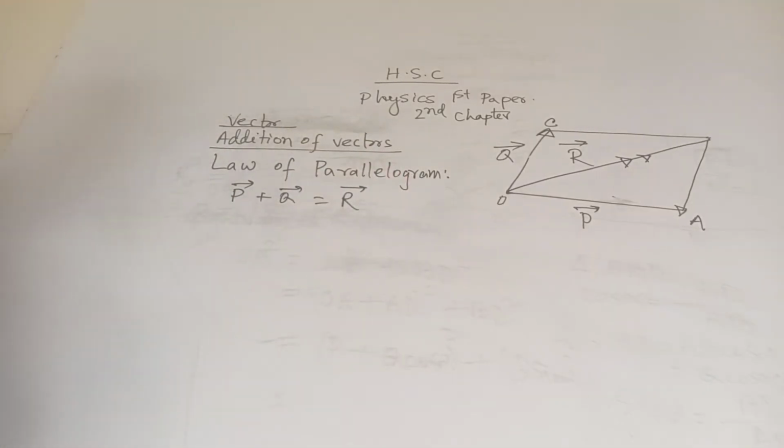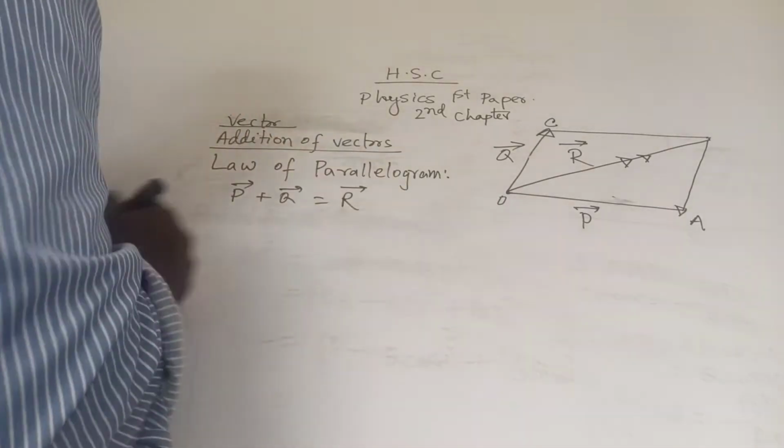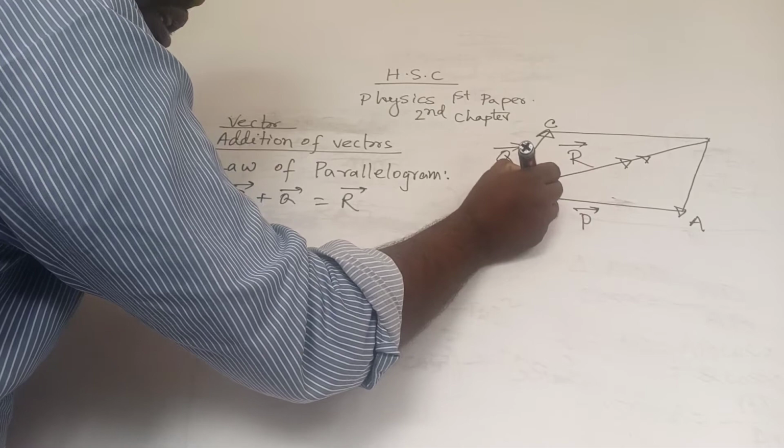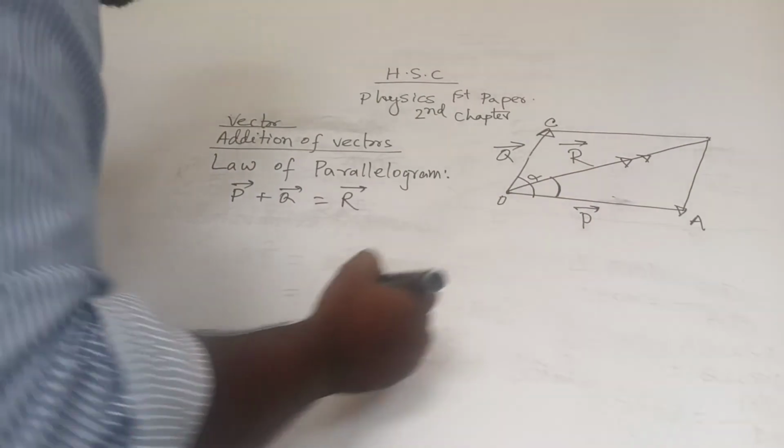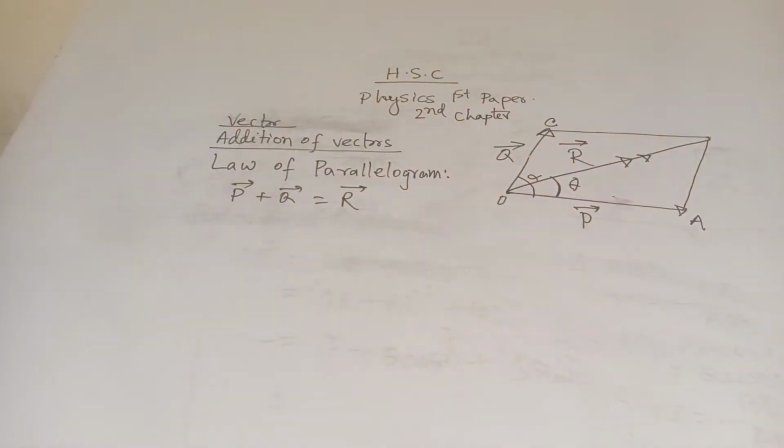So if you complete the parallelogram, take a ruler and measure the length, and the length will be the magnitude of R. If you take a protractor and calculate this angle, if these two vectors are acting with an angle alpha, and the resultant is making an angle of theta, you can calculate the theta by a protractor. You can easily know the angle and the magnitude of the resultant. But if you don't have these two instruments, it's really tough. In this case, mathematically we can calculate.